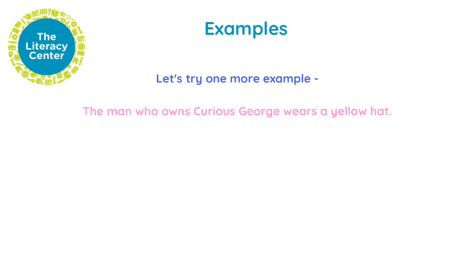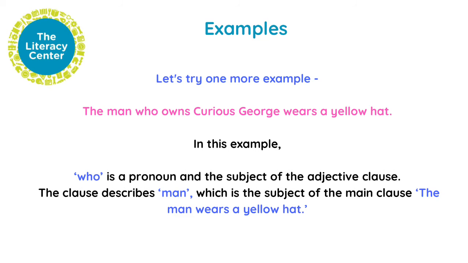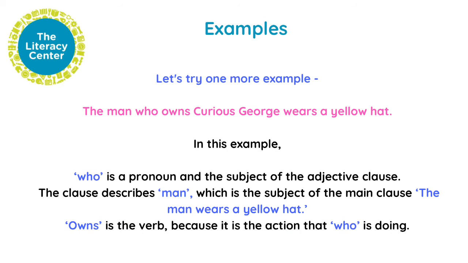Well, let's try one more example. Look at this sentence here. The man who owns Curious George wears a yellow hat. In this example, who is a pronoun and the subject of the adjective clause. The clause describes man, which is the subject of the main clause. And what is the main clause? The man wears a yellow hat. Owns is a verb because it is the action that who is doing.